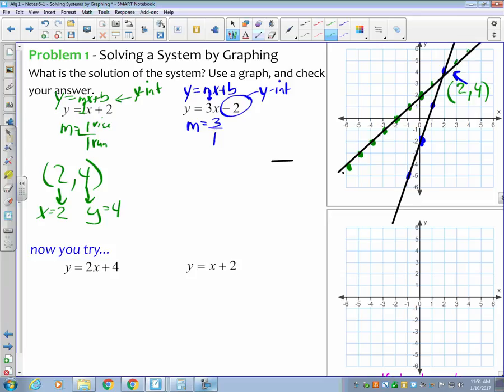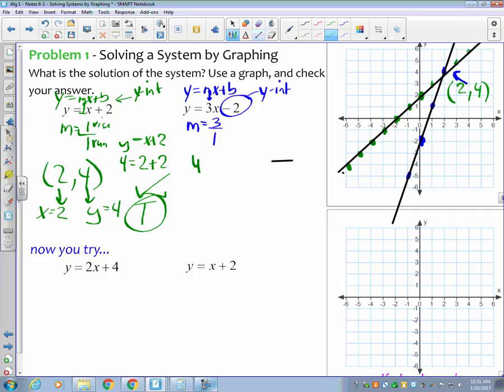So if y is equal to 4 and x is equal to 2, we ask ourselves, does 2 plus 2 equal 4? Okay, yeah, it does. So that's true. We need 2 truths to be true.